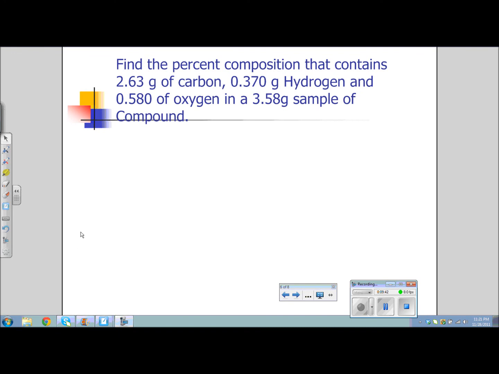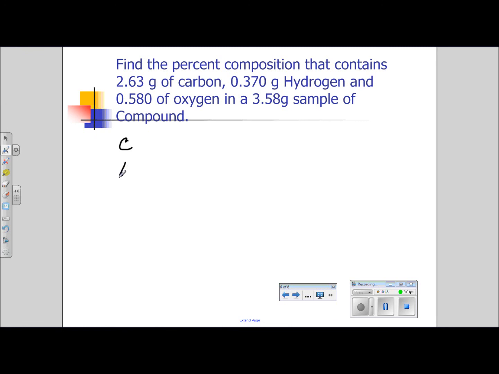Here's another type of problem where you can easily calculate the percent. Again, find the percent composition. Here's when a specific sample is given. If you are given a sample of 3.58 grams, you don't have to use the molar masses in this case, but you use the total mass of the compound because it works out to be the same thing. So you would start out by saying, all right, we have carbon, and we have hydrogen, and we have oxygen.